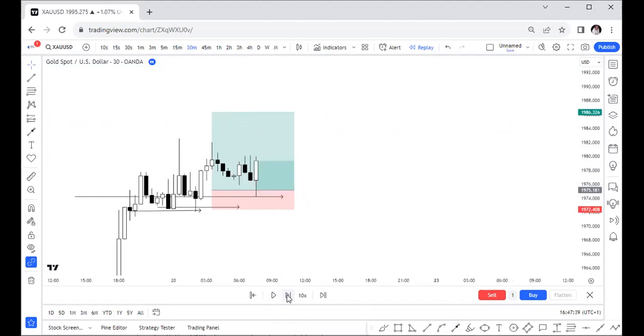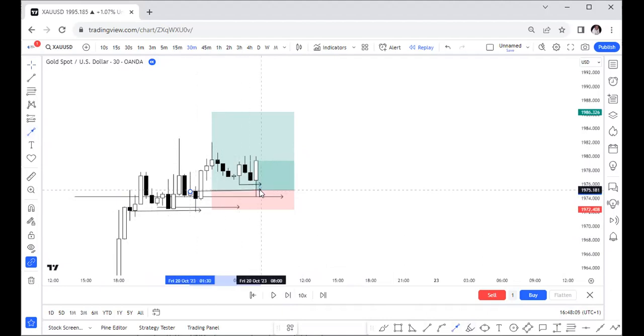I see that. What do you see there? Another good point here. It taps into it, then we have another liquidity sweep here as price taps into that level. I see that. So you can be layering up your position. So price taps into that.